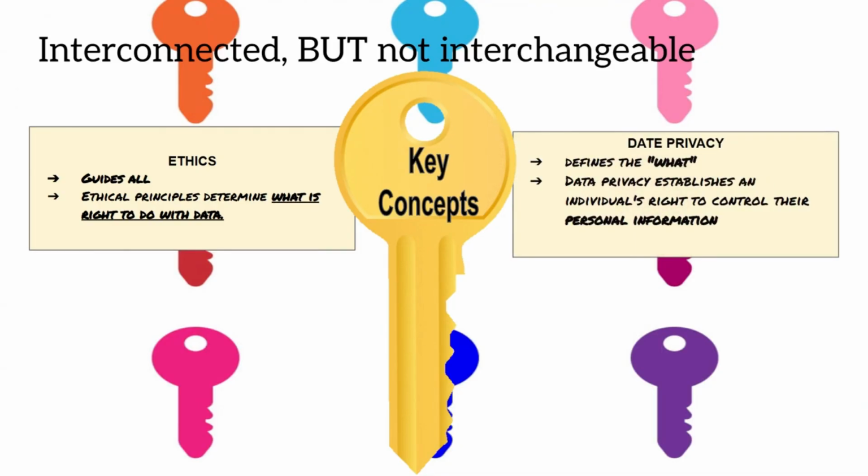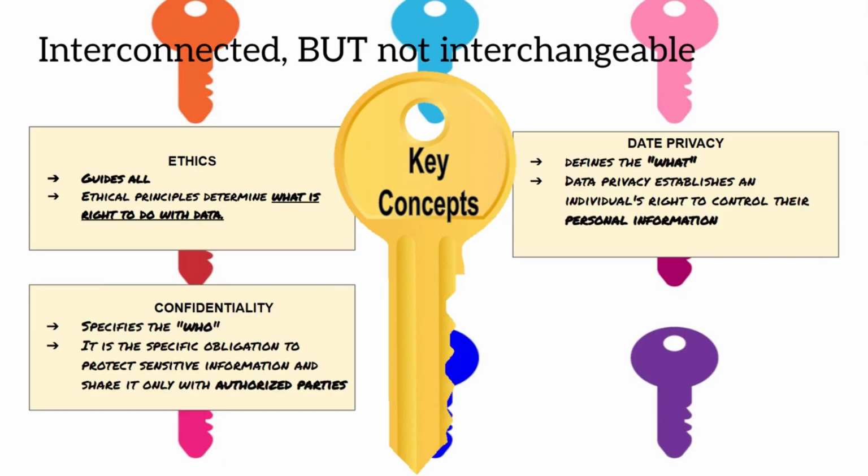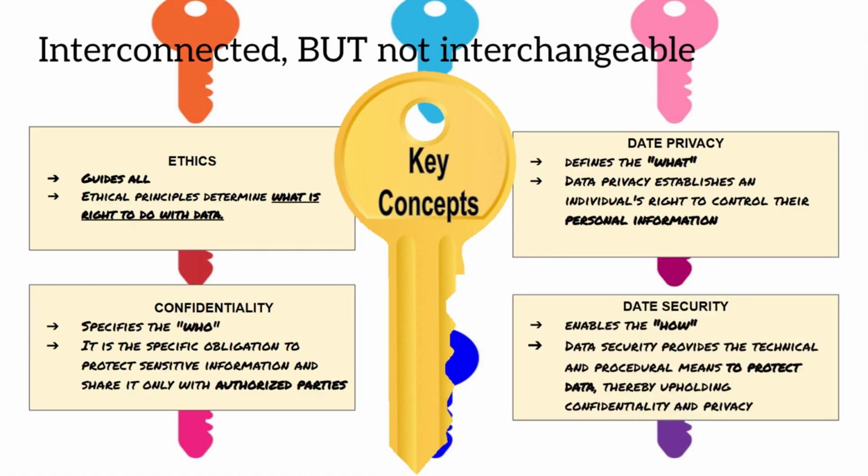Data privacy. Data privacy defines the what. It establishes an individual's right to control their own personal information. Then there's confidentiality. I guess we could specify it by who. It is the obligation that we have to protect sensitive information and share it only with authorized parties. And last but not least, data security is the how. How will we protect the data and uphold confidentiality and privacy?